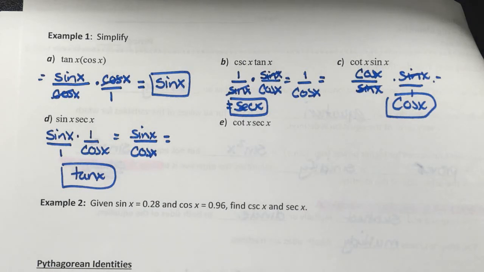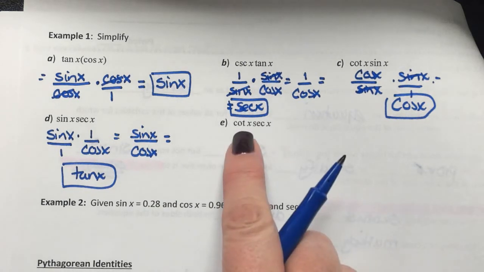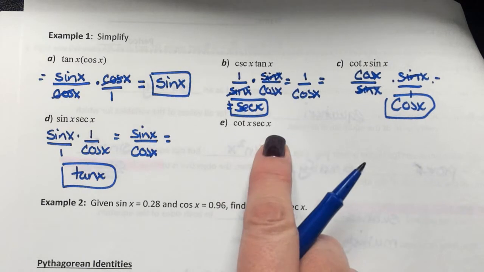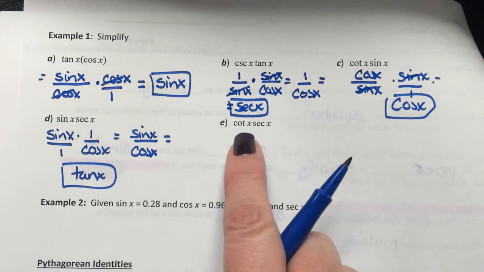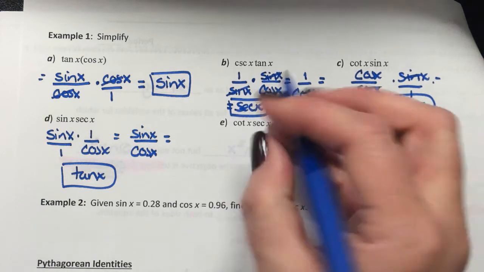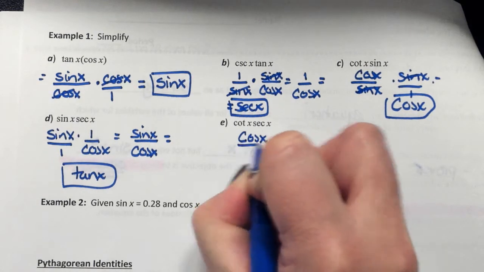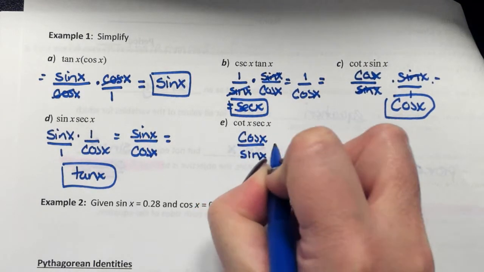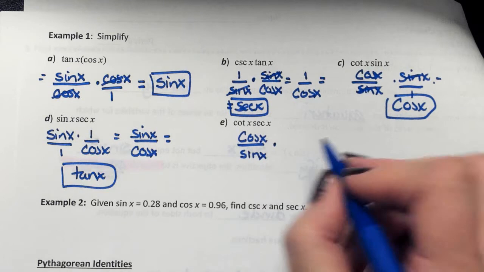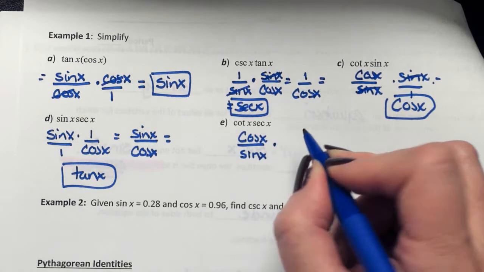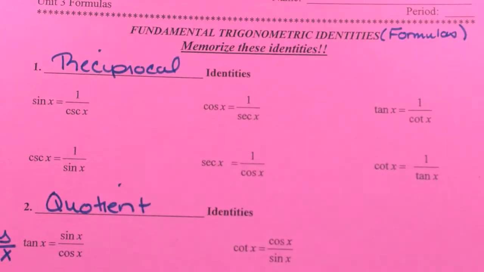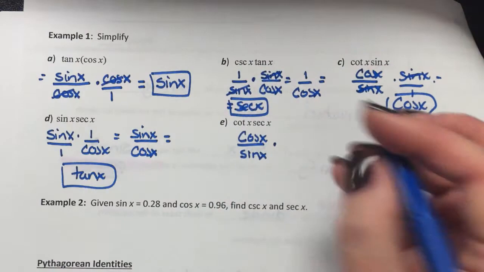So let's look at E. Again, we have cotangent times secant. Try changing everything into sine and cosine. What is cotangent equal to? Cotangent's equal to what in terms of sine and cosine? Cosine of x over sine x. Times... What's secant of x equal to in terms of sine and cosine? Looking at your pink sheet, 1 over cosine.